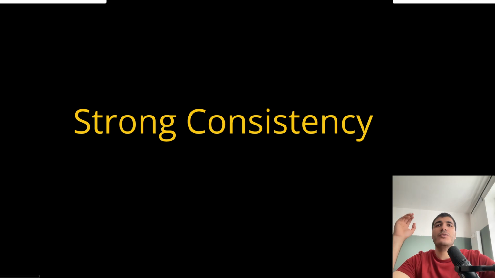Strong consistency means that once a write operation is acknowledged, all subsequent reads will reflect that most recent write. In other words, your system behaves as if there is only one copy of the data, and everyone sees the same state instantly. Simply put, all nodes will read the same thing at the same time and get the same result.